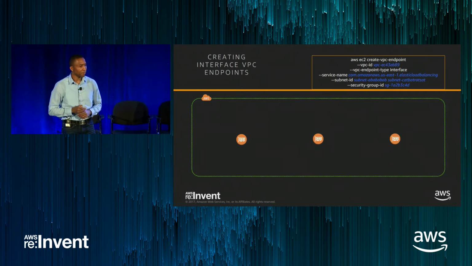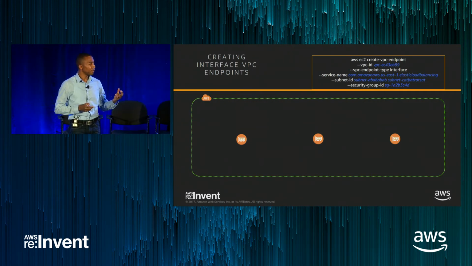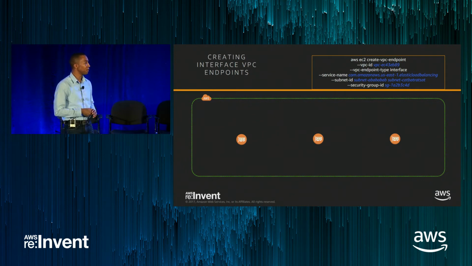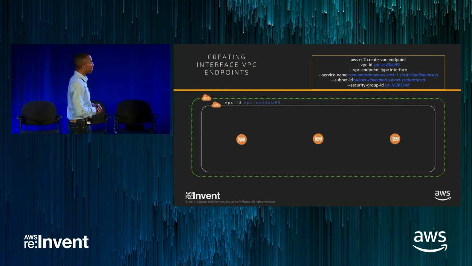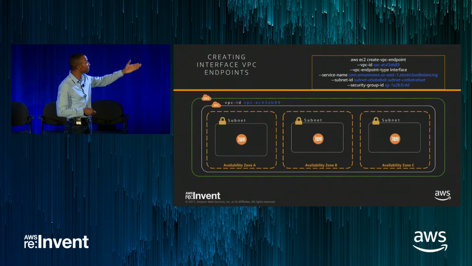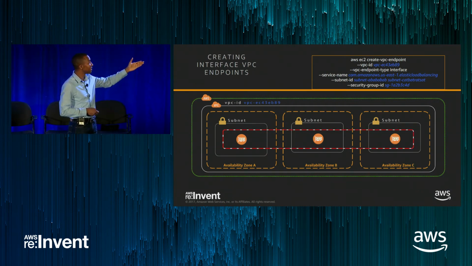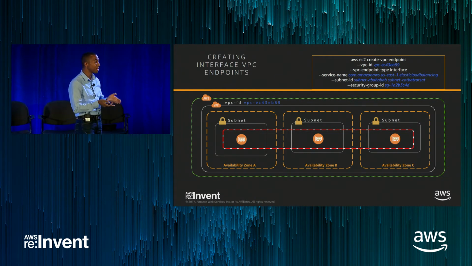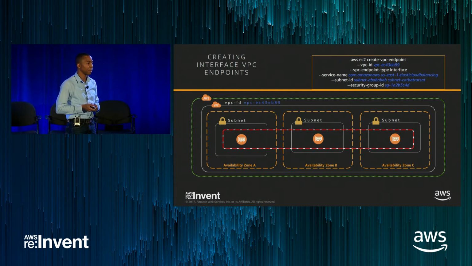One thing to note, very important, endpoints support TCP only. So again, you specify your VPC, you specify the subnet in which your endpoints are going to be created, and you specify the security group that protects your endpoint. Your endpoint is protected using an Amazon security group.